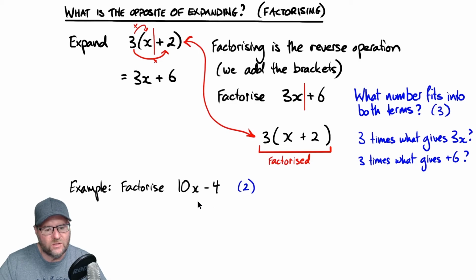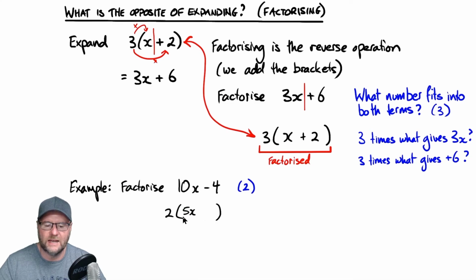So I'm going to drag the 2 out the front and open up a set of brackets. Now 2 times something will give me this 10x. So 2 times, or 2 lots of 5x. So if I do 2 times 5x, I'll get 10x. What about this space here? 2 times something gets me negative 4.